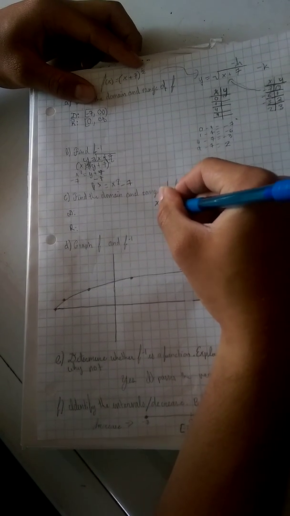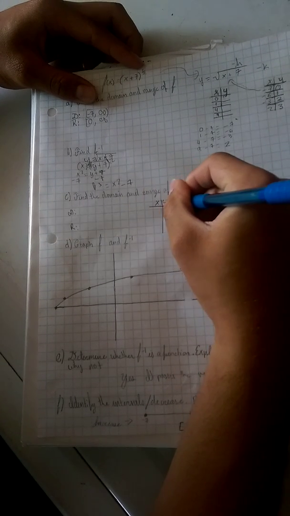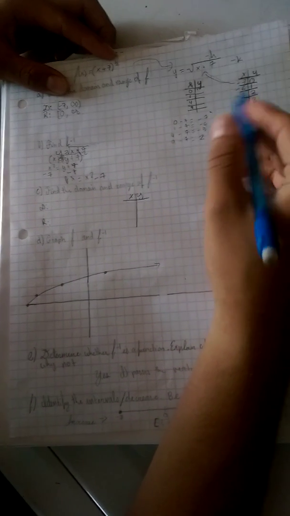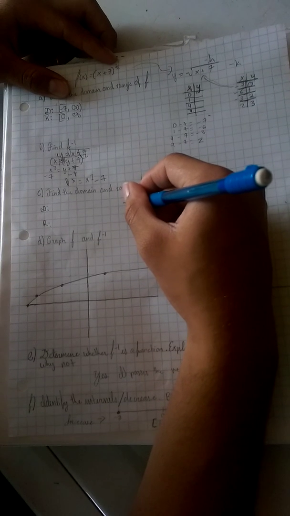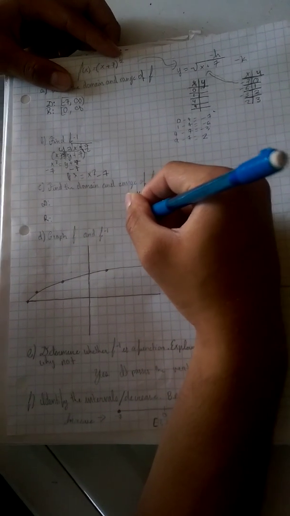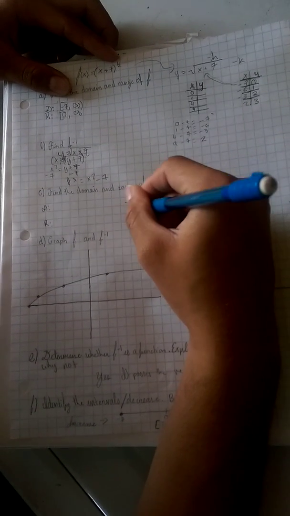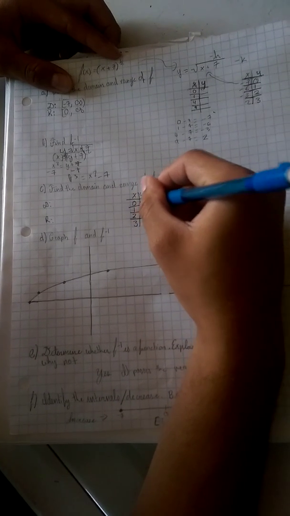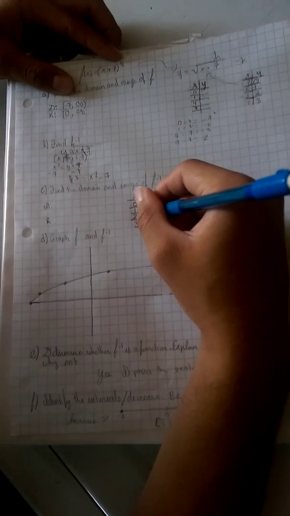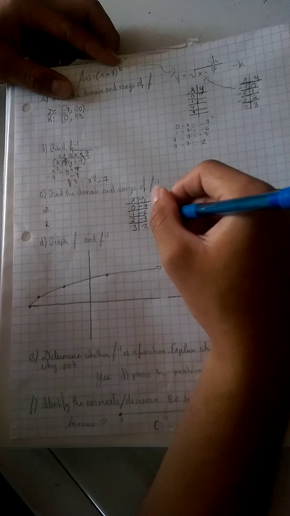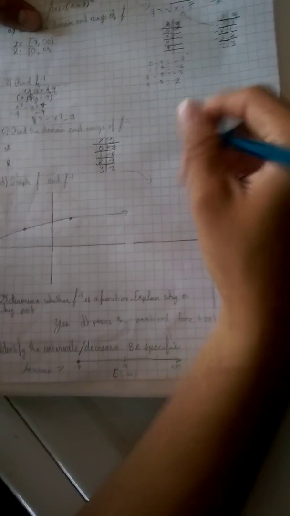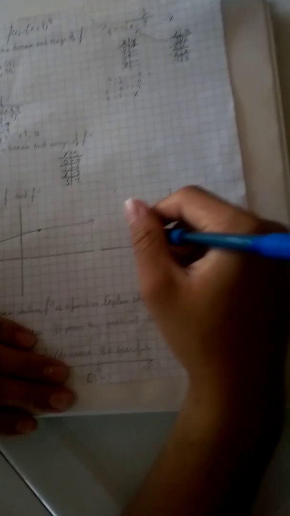So x and y, let's write that right there. And right here the x and y's, and all we're going to do is flip them. So 0, 1, 2, 3. Negative 7, negative 6, negative 3, and 2. Now we're going to go over here and then just plot the points down.